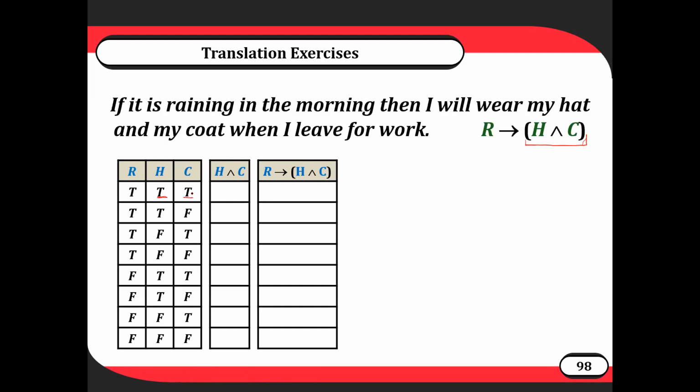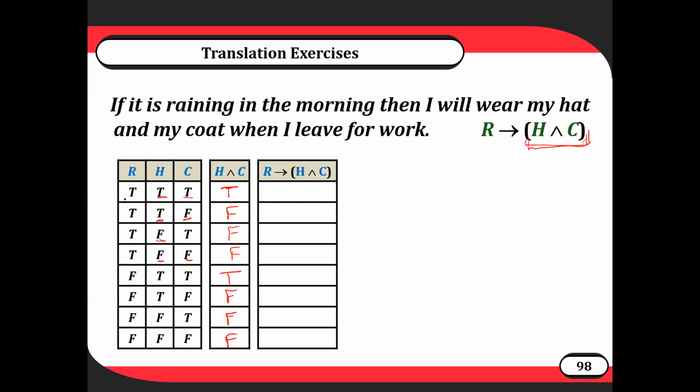If we remember our logical AND operator, both of the propositions have to be true in order for the AND operator to be true. So here it's true, but here C is false, so we get false. Here H is false, so we get false. Here they're both false. Here it's true, false, false, false. So we figured out this sub-expression, and now we want to figure out the entire expression.